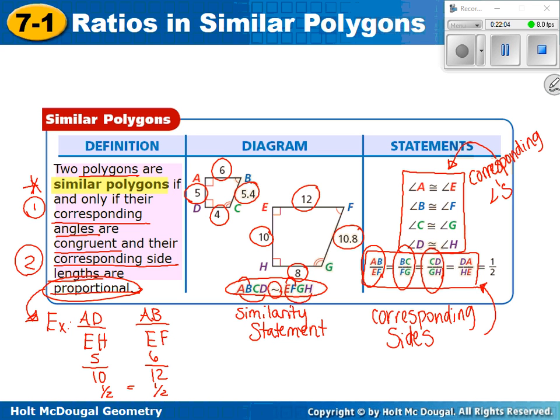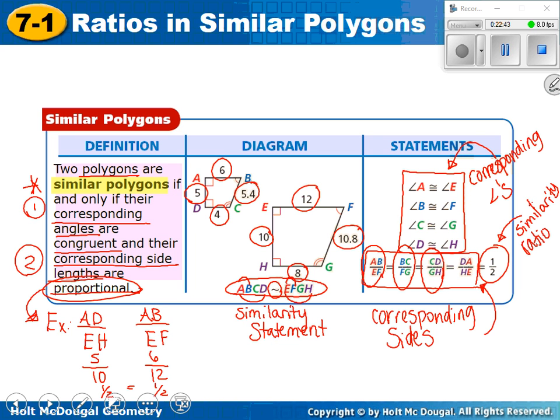Okay? This little number right here is separate. It does not really go with listing the corresponding sides. This number, add this to your notes, is called the similarity ratio. Similarity ratio. It is what all of the sides reduce to. When you compare the corresponding sides, what fraction did we get every single time? 1/2. So that's what we call our similarity ratio. That means this figure is similar to this figure in a ratio of 1 to 2.